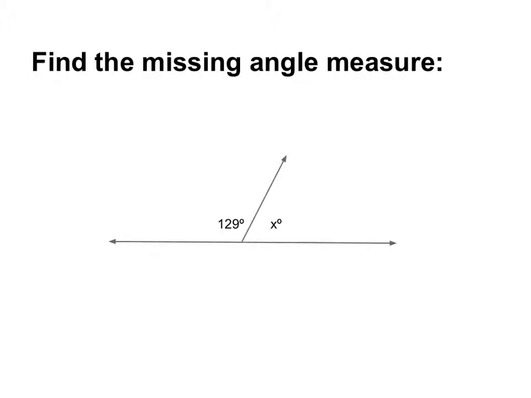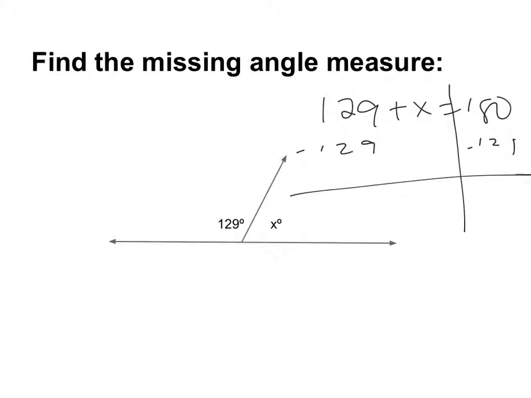So if you're trying to find the missing angle here and you've got an angle relationship where they are supplementary, we know they add to 180, so that's what we're going to use to write our equation. So 129 plus x equals 180. You want to get the x alone, so subtract 129 from each side. Okay, so we have x equals, that's going to end up being 51.